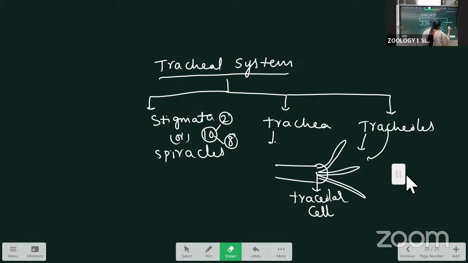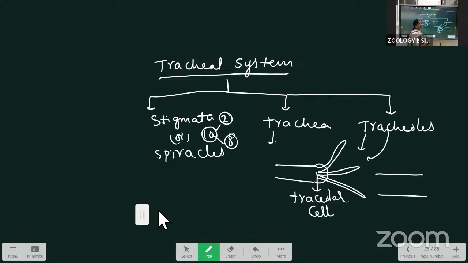Already we discussed the outside of the trachea. It has the basement membrane, and the second layer is called the epithelium. The inner layer is called the intima. But in the tracheole, only the outside basement membrane is present. Next, the epithelium is present, and the inner intima is absent. Only two layers are present.